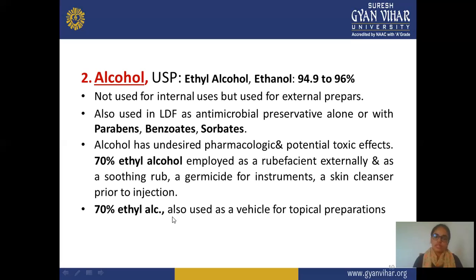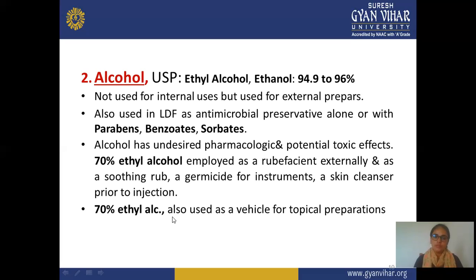as an antibacterial preservative, alone or with parabens, benzoates, or sorbates. Alcohol has antimicrobial, or preservative, properties. So you can also use this alcohol as a preservative in a small concentration or very small volume. You can also use this alcohol in combination with preservatives like paraben, benzoate, and sorbate. These are the preservatives.